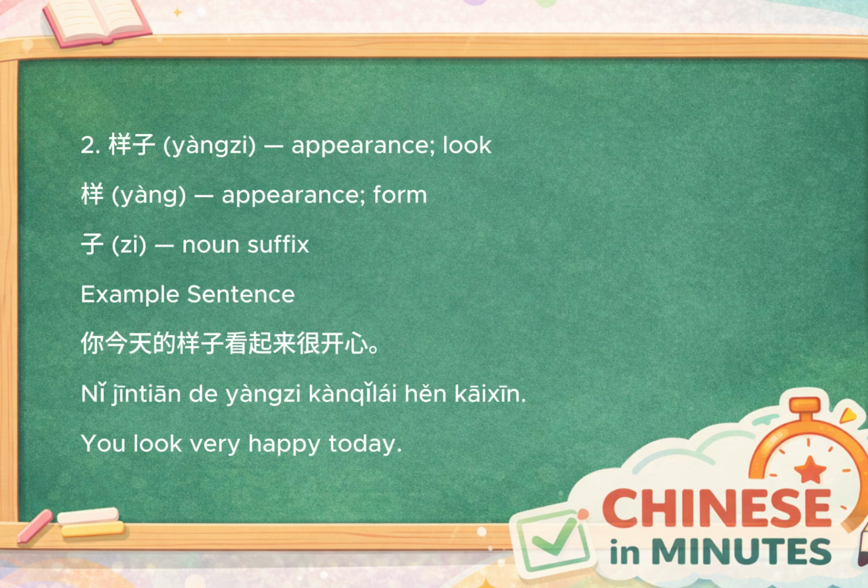Next is 样子, meaning appearance or the way something looks. Yàng refers to appearance, while 子 is a common noun suffix. Literally, it means appearance. We use this word whenever we talk about someone's look, facial expression, or the appearance of an object. Imagine looking into a mirror. Everything you see is your 样子.